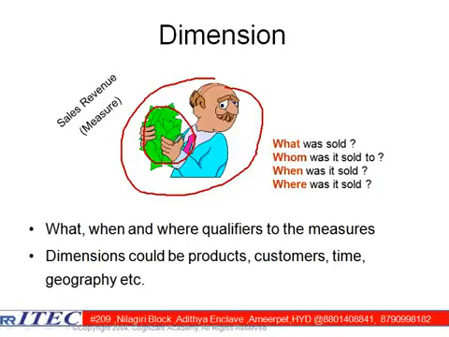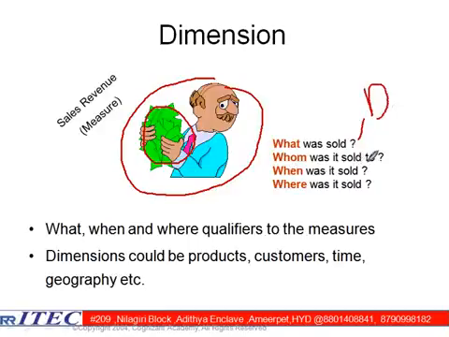And whom I sold this, I got this money. And when I sold this one, I got this money. And where I sold this, I got this money. These are the business questions available. What was sold, sir? I want to know product information. What is my product name? That is one dimension.